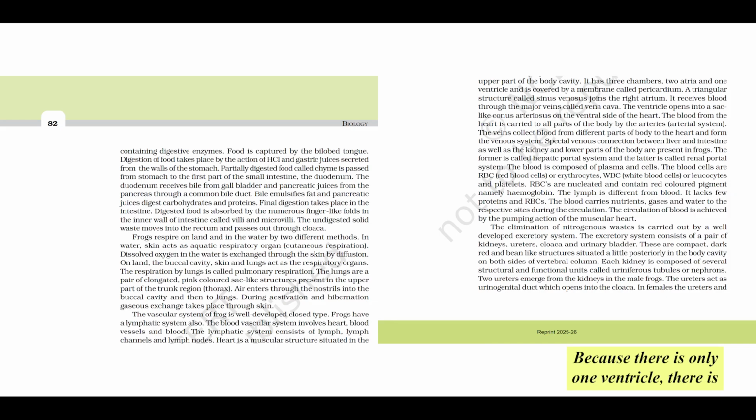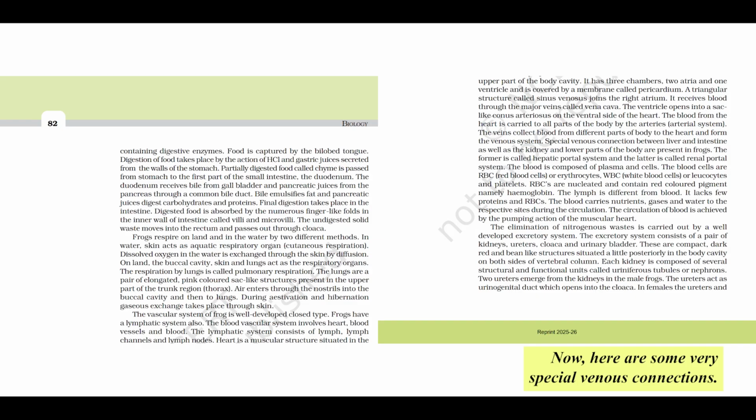Because there is only one ventricle, there is some mixing of oxygenated and deoxygenated blood. This is a key physiological difference from mammals. From the ventricle, blood is then pumped out into a sac-like structure called the conus arteriosus, which further divides to distribute blood into the arterial system. Regarding blood vessels, as in other closed systems, we have arteries, the arterial system, carrying blood away from the heart, and veins, the venous system, collecting deoxygenated blood and waste from the body and returning it to the heart.